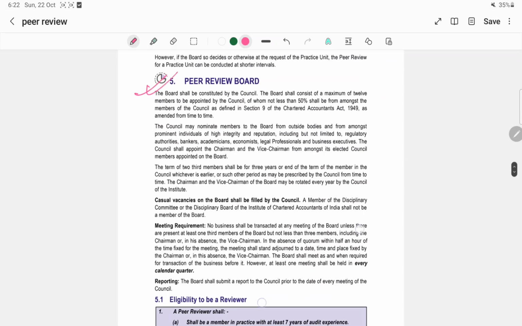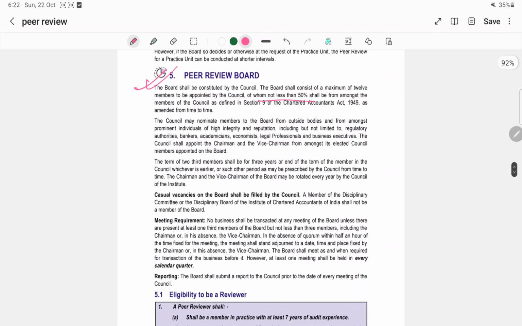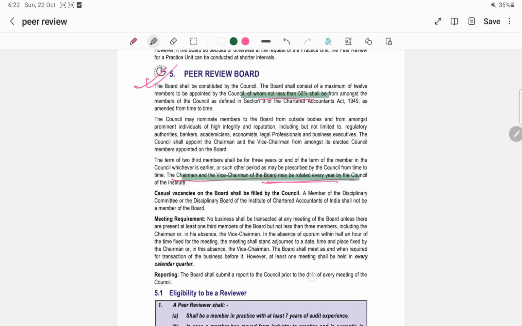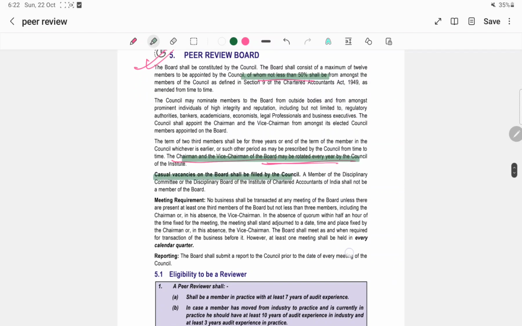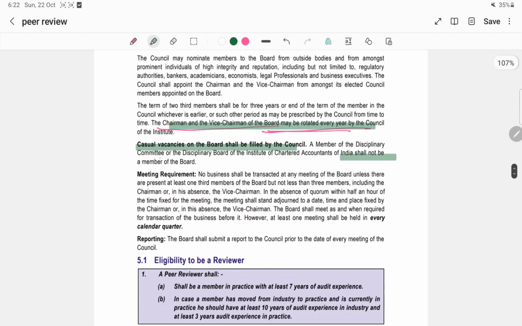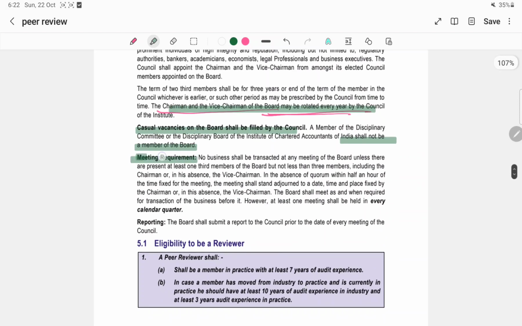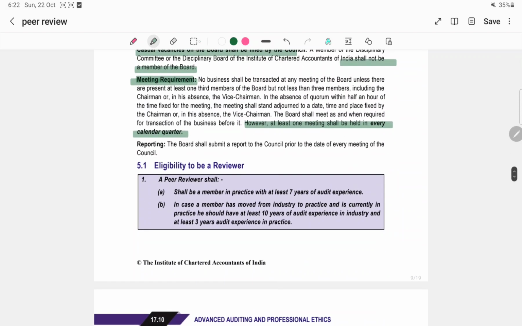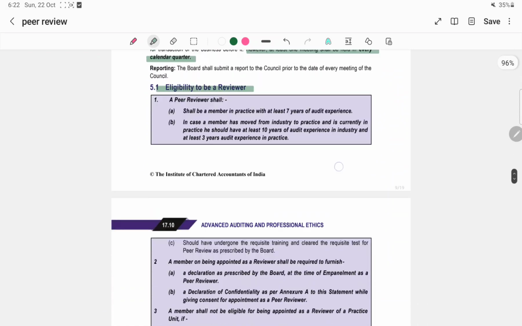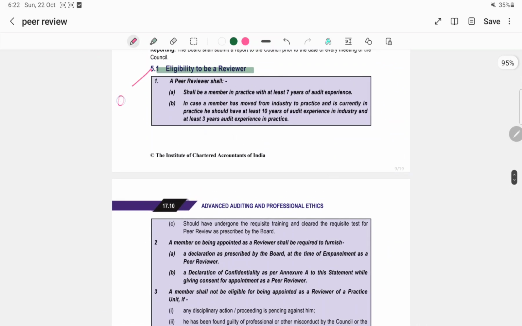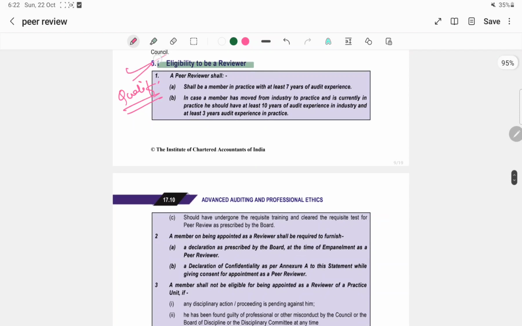Now peer review board, very easy, you have to just remember the data, that is not less than 50%. Then here it will be rotated every year. The chairman and vice chairman are to be rotated every year. Then you have to remember that casual vacancies shall be filled by the council, that is shall not be a member of the board. Meeting requirement, you have to learn that at least one meeting every quarter. Then eligibility, you will have to remember. Eligibility is a kind of qualifications only. So what are the qualifications of a peer reviewer? This complete you will learn.